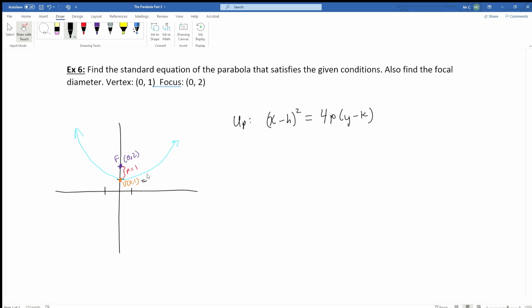In this case, h and k are 0 and 1 respectively, so we get (x minus 0) squared equals 4 times 1 for p times (y minus 1). In other words, x squared equals 4 times (y minus 1). And our focal diameter is 4 times p, which is just 4 in this case. All right, moving on.